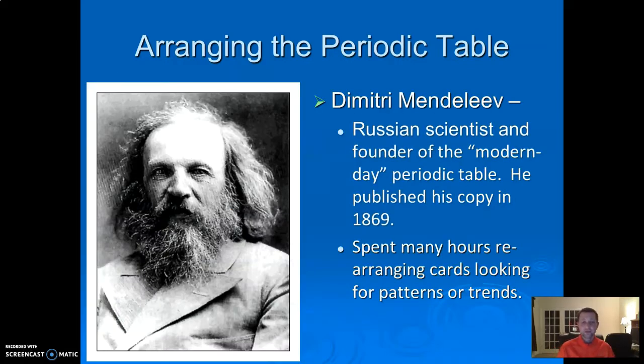Okay, who's in charge of all this? Who can we blame for this whole periodic table that we have? Here he is, Russian scientist named Dimitri Mendeleev. He's the founder of the modern-day periodic table, published his first copy in 1869, so not all that long ago in terms of history here. But how did he do it?